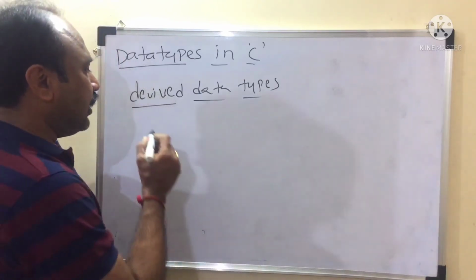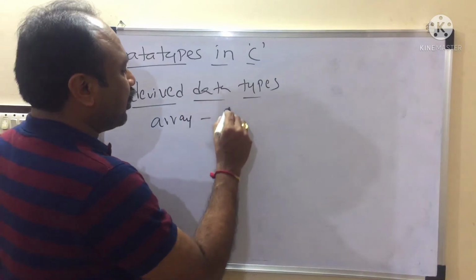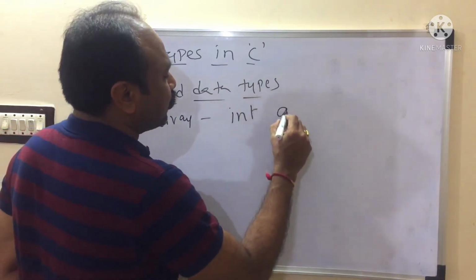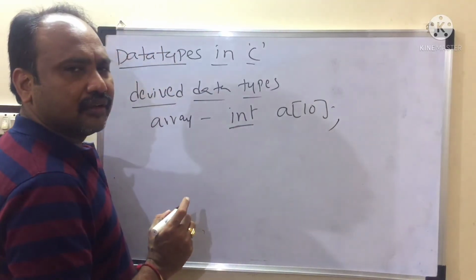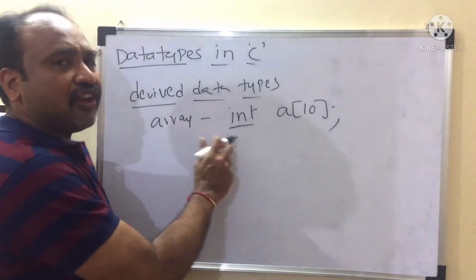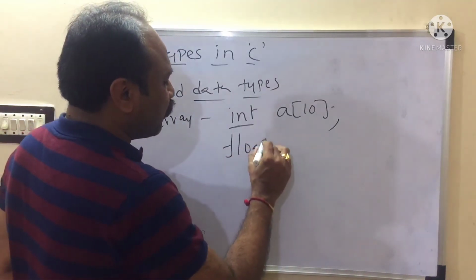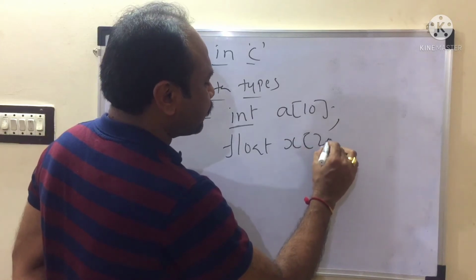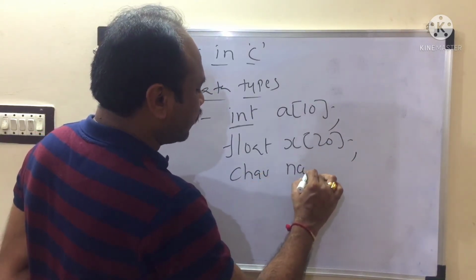For example, array. When you are going to work with an integer array, we have to use int a of 10. Again, I am using the int keyword. It will come under what category? Predefined data type. Still, we are using int. The same way, to work with a floating array, float x of 20. To work with a string array, char name of 10.